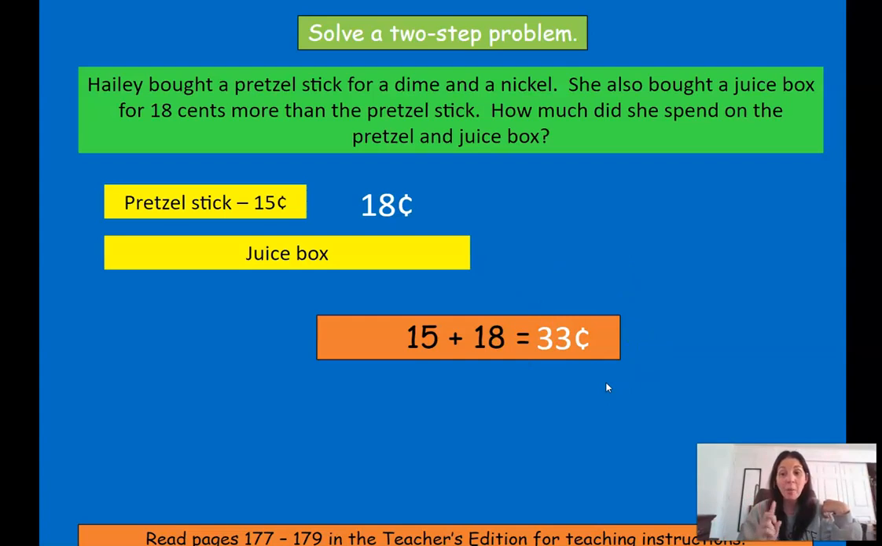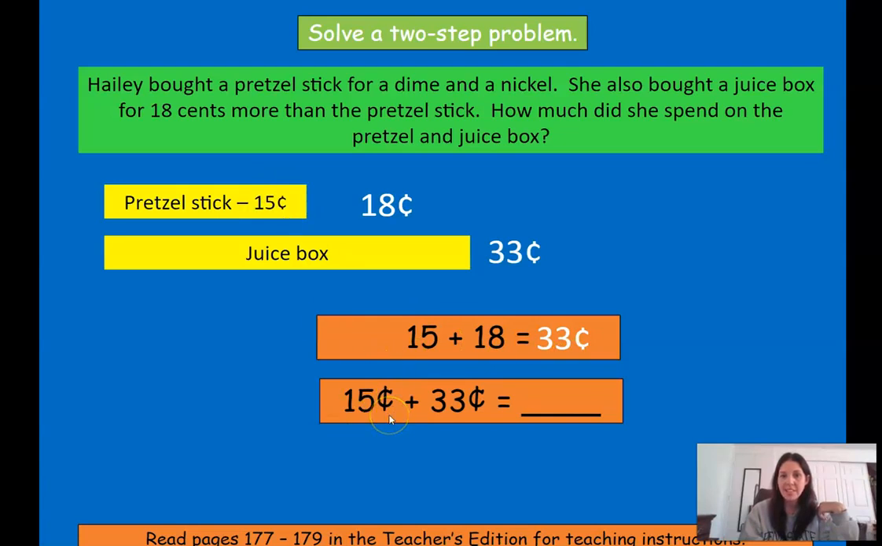But now they want to know, see why this is two parts? This is a couple steps. Now we know that the juice box cost 33 cents. But now the question is, how much did she spend on the pretzel and the juice box? So now we have to add. How much was the pretzel? 15 cents. How much did we spend on the juice box? 33 cents. So now we have to add 33 plus 15.